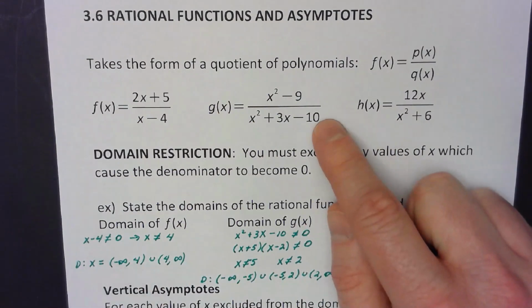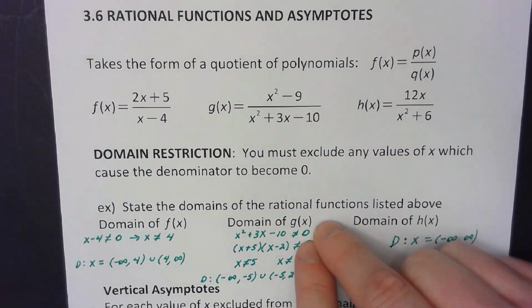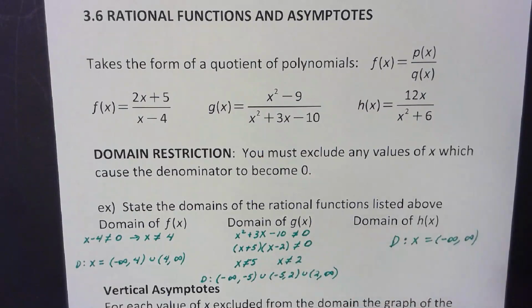Now for the second one, if I'm thinking about the domain of that expression, I'd say yet again that the denominator cannot equal 0. What I've done to set the denominator not equal to 0 is I went ahead and factored it here. I said factors of negative 10 that sum to positive 3. Well, that's a positive 5 and a negative 2. I know 5 times negative 2 is negative 10, and 5 plus negative 2 sums to get the plus 3x in there.